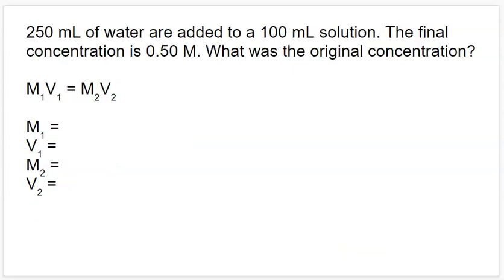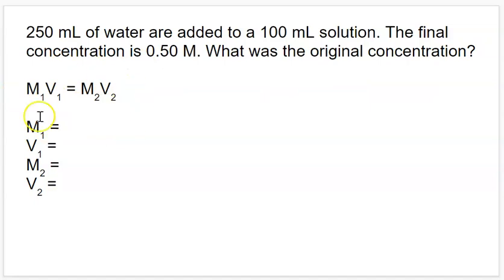All right, let's do another one. So we added 250 milliliters of water to a 100 milliliter solution. And we know that the final concentration is 0.5 molar. I want to know what was the original concentration. So we had an unknown concentration that we started with, and we want to reverse engineer what that original concentration was before we started diluting it.